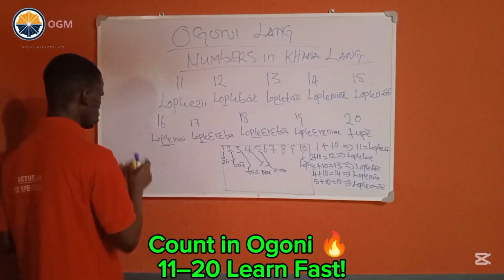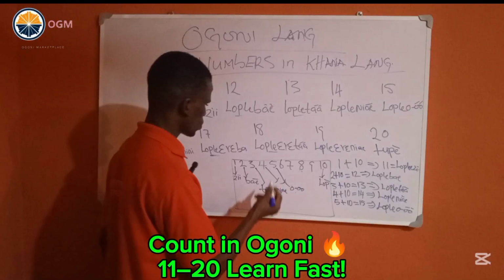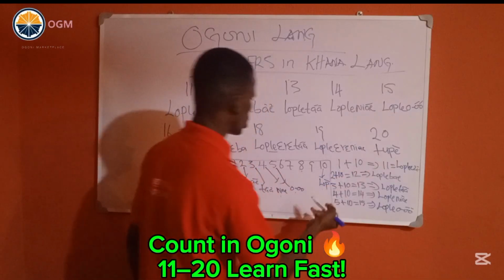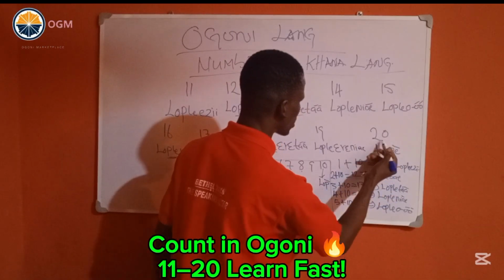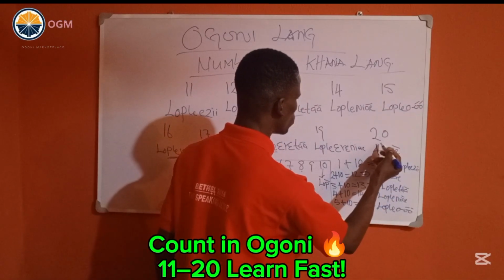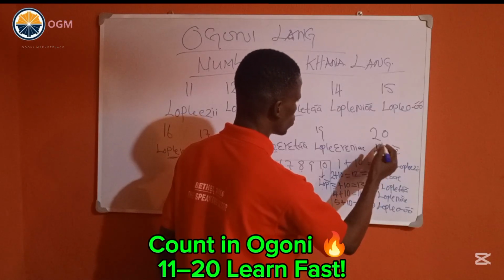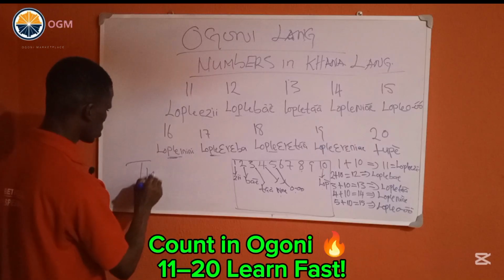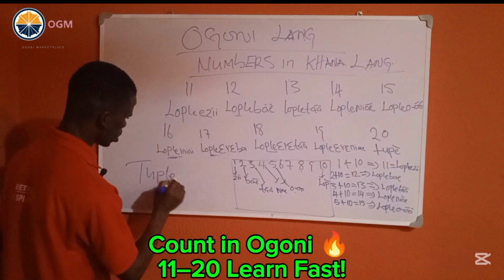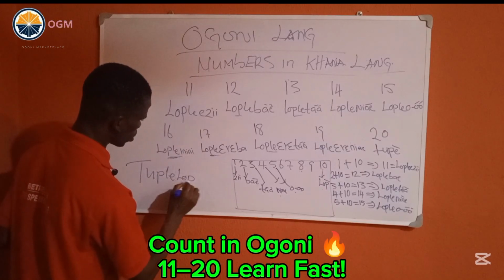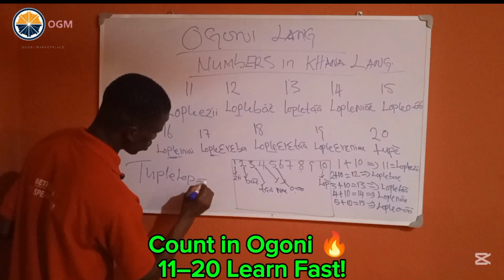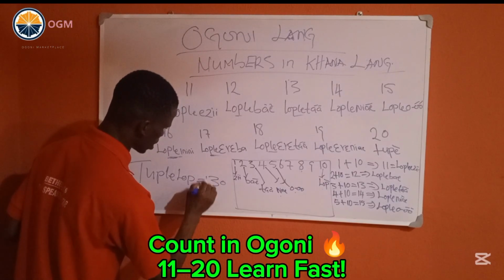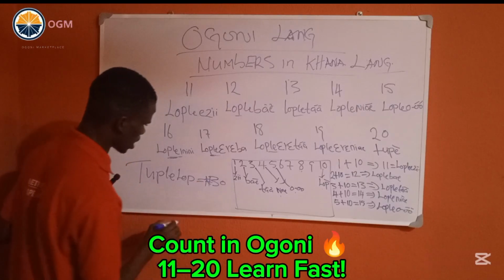Let me clean the board. Tup. So let's convert this to money calculation. Here is tup. So if you add 10 to tup, it will give you 30 in English, which is tup le lo, which is equal to 30. Let's convert it to naira. Put the naira sign. This is 30 naira.